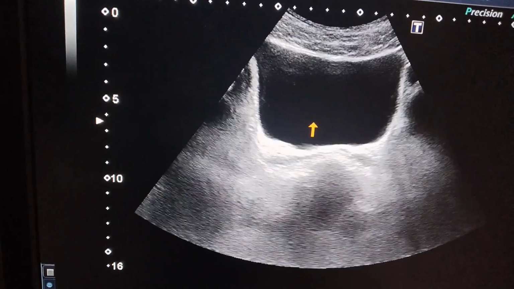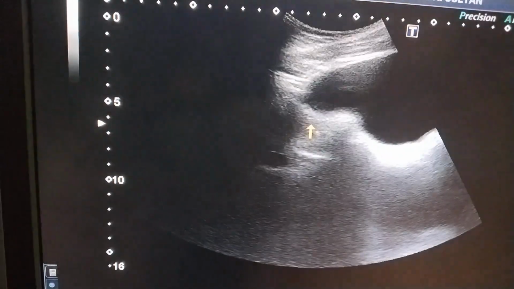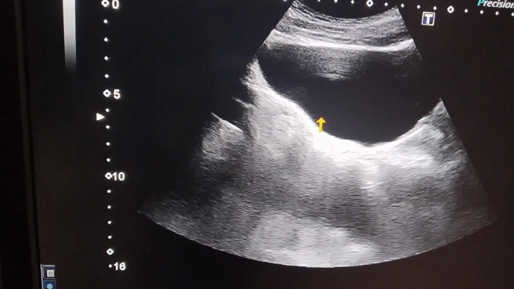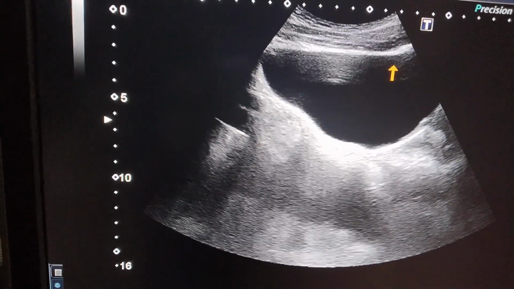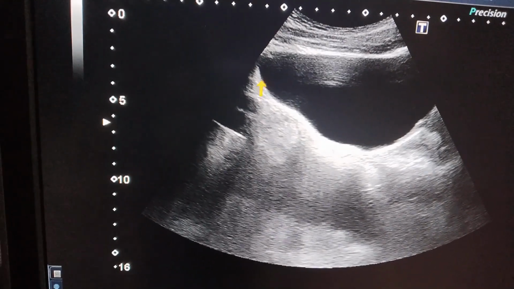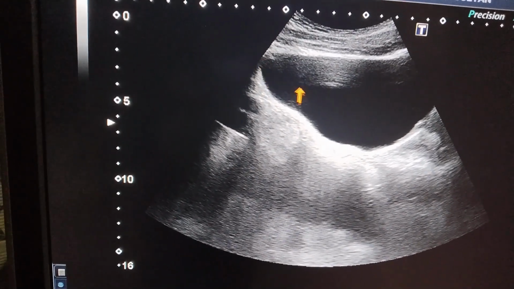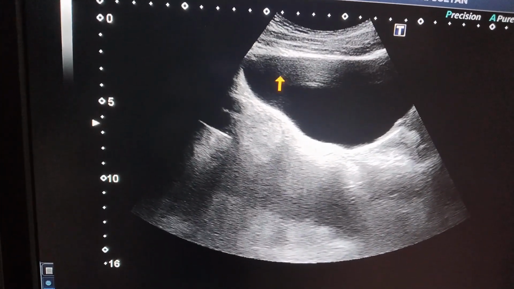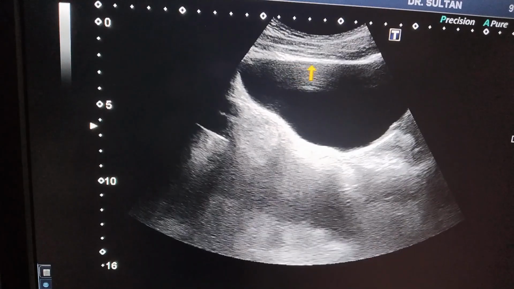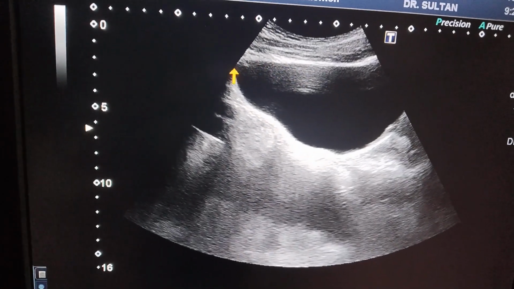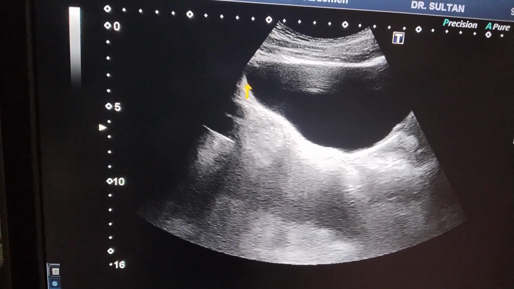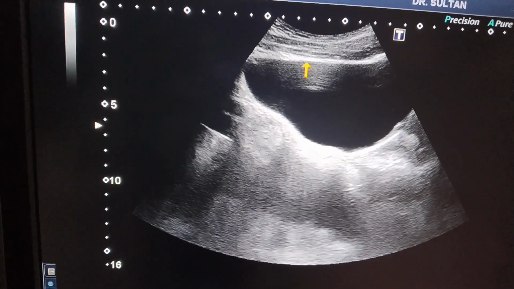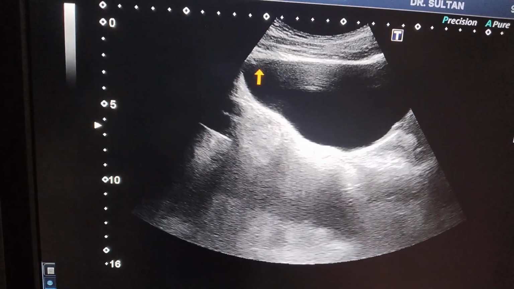So when we put the probe in the sagittal direction, we can see the urinary bladder in the triangular shape. So it adopts the triangular shape. When we do such a maneuver, then we can appreciate this whole surface. This one from here to here is the dome. We call it the superior surface or dome of the bladder.